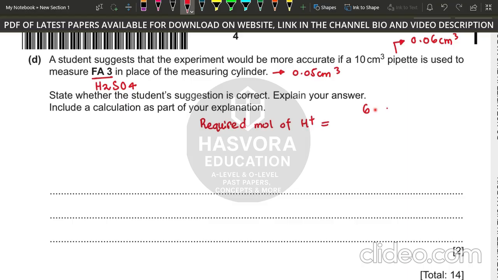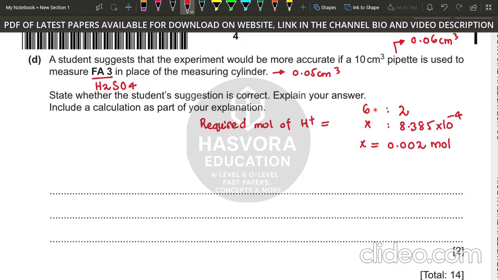The required moles of H+ ions: we have the ratio of H+ ions to the KMnO4 ions. It will be 8.385 × 10^-4, and this will be X. So X will be equal to 8.385 × 10^-4 × 6 divided by 2. This will be equal to 0.002 moles, okay. So these were the required moles of H+ ions for this particular reaction.